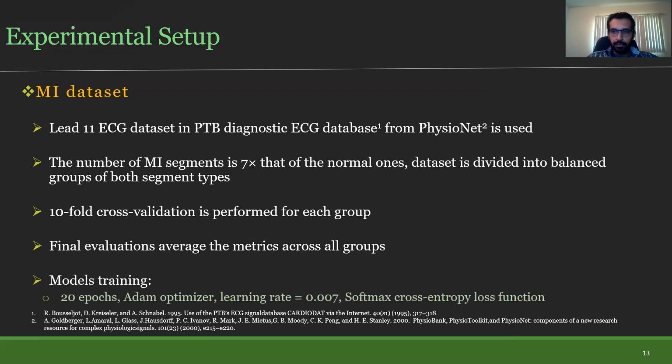For the training of the models, we set them for 20 epochs. We use the Adam optimizer and a learning rate of 0.007, and we use softmax cross entropy as our loss function.